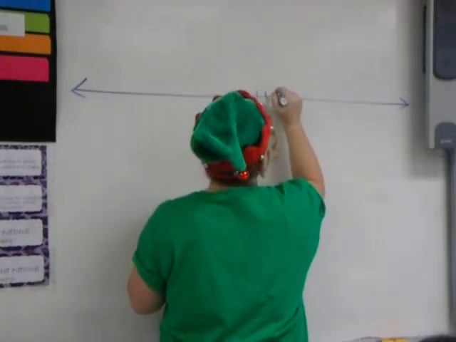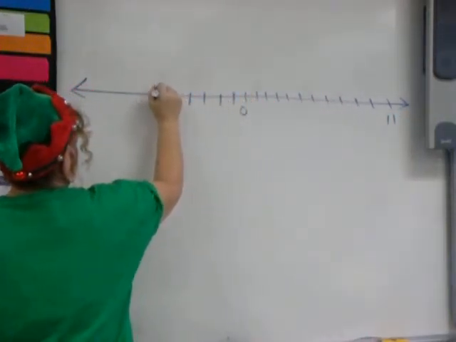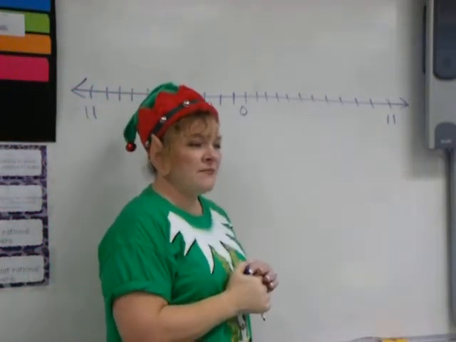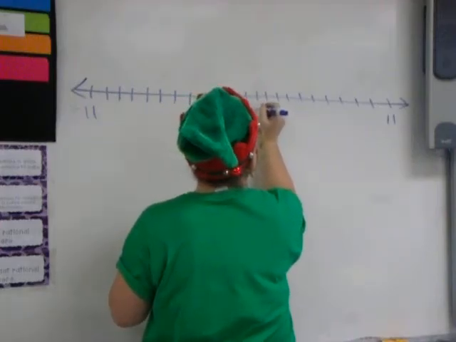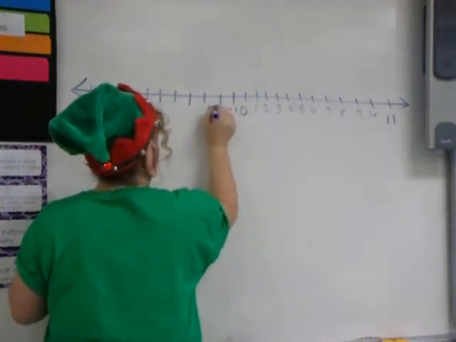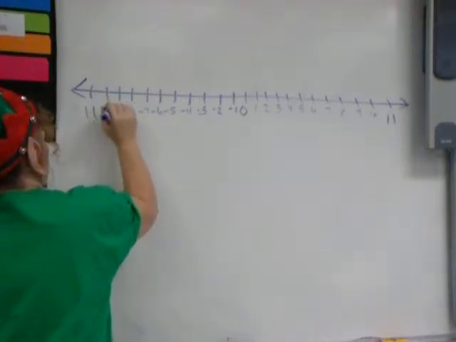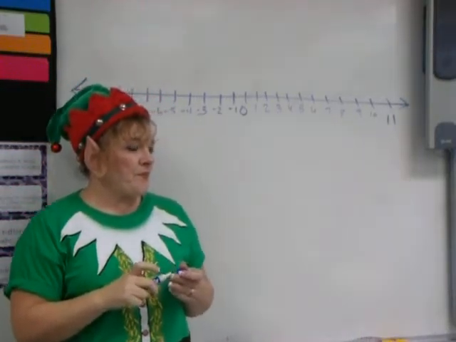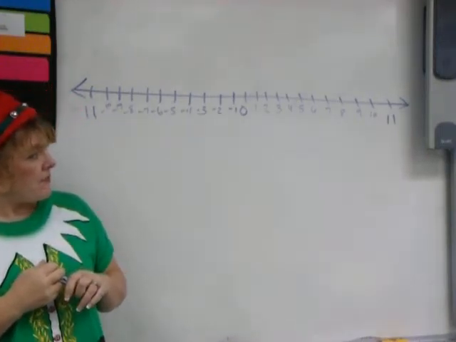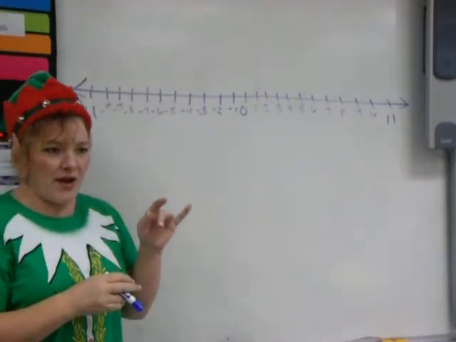Which one would be better, 11 or 10.5? 11. John, quickly. From positive 11 to negative 11 on your number line.